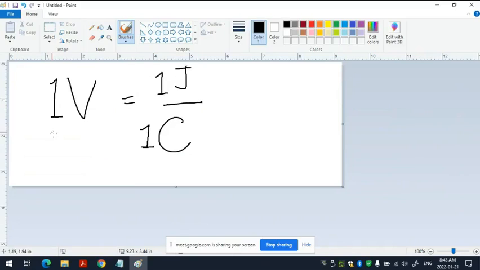Whenever you measure voltage, you are measuring the amount of energy with moving how many coulombs? 1. Because if you change this to 10, what do you change this one to? 10. So you're always measuring energy per a single coulomb. Okay. There we go.